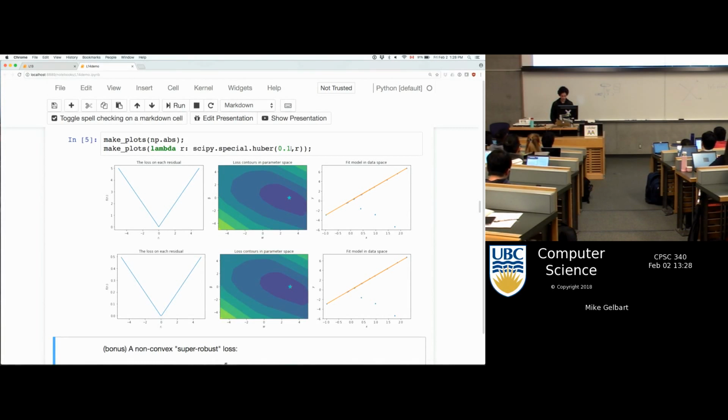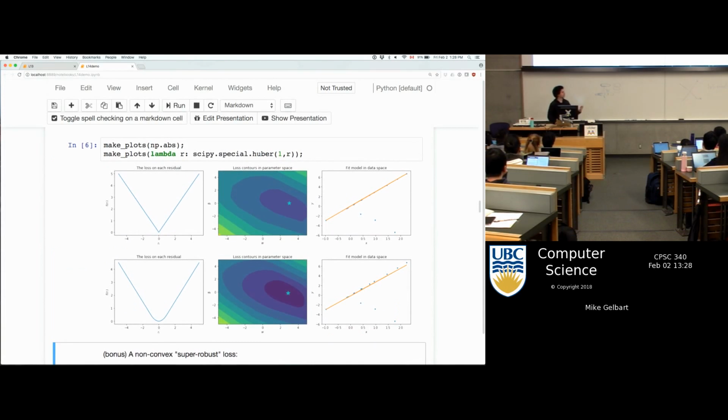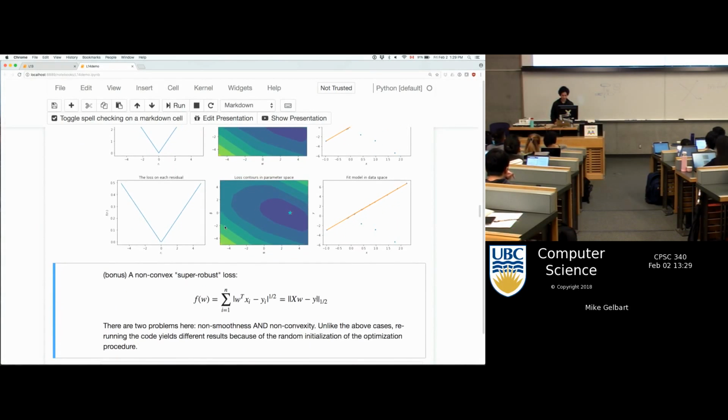You can't even really see the curviness there, but if I set this to 1, you can see the Huber looking kind of how we talked about. And then we can talk about this super robust loss that does the square root, for example. And I didn't put any effort into optimization here. I'm just calling scipy.optimize.minimize without thinking whatsoever.